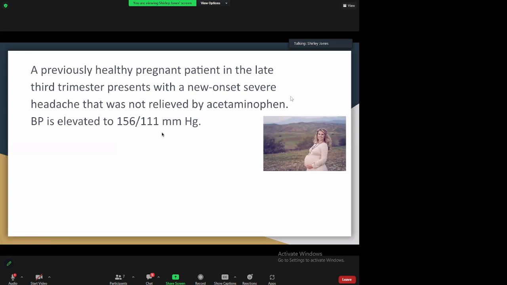And just this tells you that she has preeclampsia with severe features because her diastolic blood pressure is greater than 110. So that qualifies as a severe feature. And then also just having this new onset severe headache is a severe feature. And in patients that have preeclampsia with severe features, 1 in 50 of them will develop eclampsia and start having seizures. So it's very important that we in the ER recognize this.